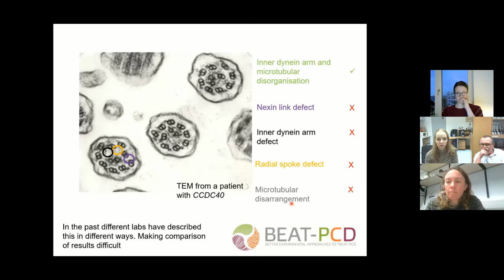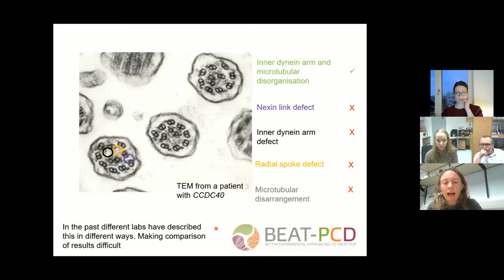So this was beginning to cause a bit of a problem when you go back through the literature and when you're talking to one another, because actually we're all talking about the EM from a patient with CCDC39 or 40, and we're all using very different terminology.